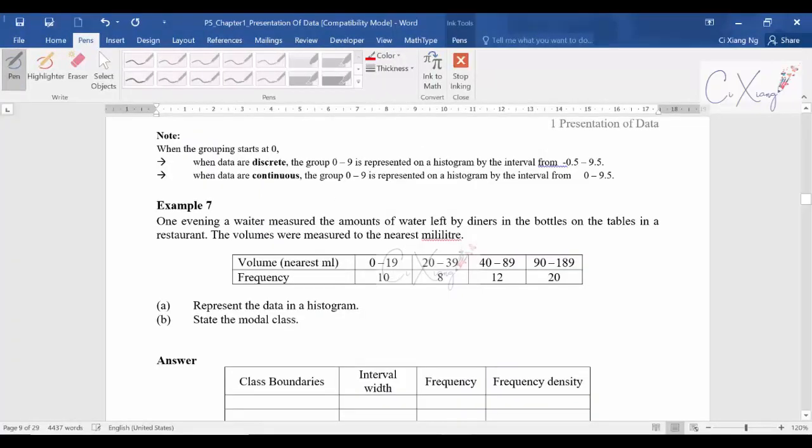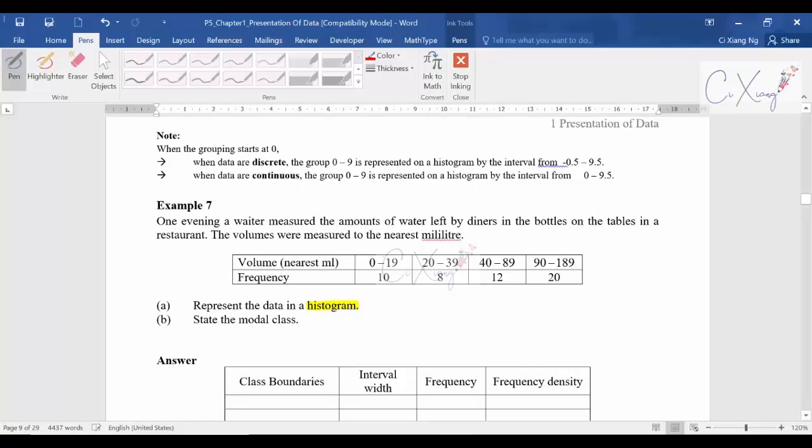Alright, so now we discuss another example of drawing histogram. Okay, so let us have a look at example 7. Again, if you look at the data here, they actually want you to represent the data in a histogram. Similar to what you learned before. Before you draw any histogram, every time you have to double check and see whether you need to do any adjustment to change it to class boundary or not.